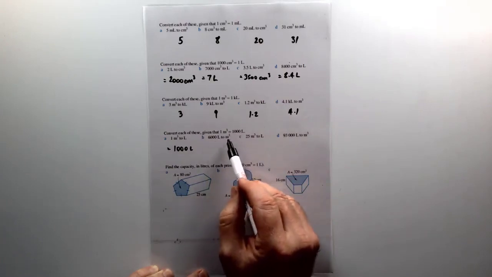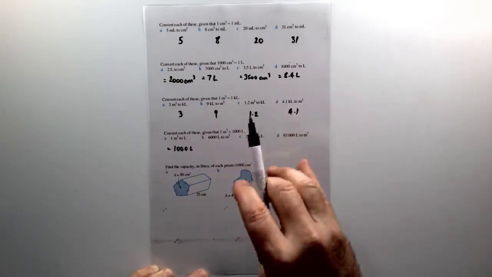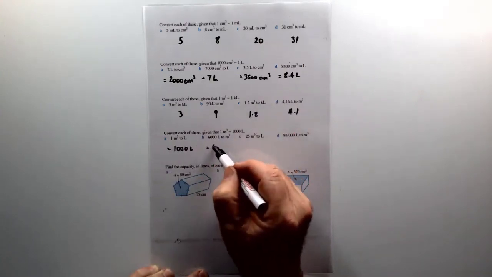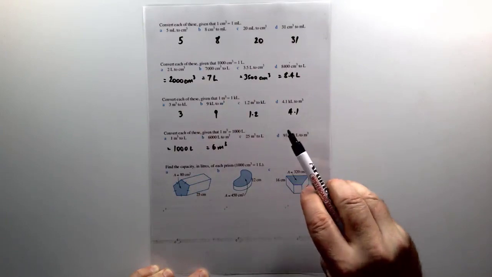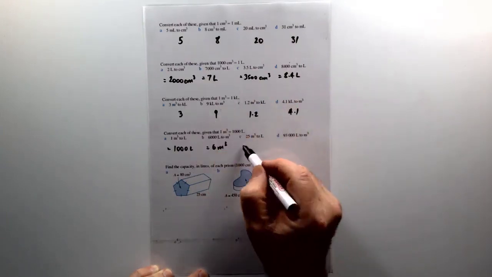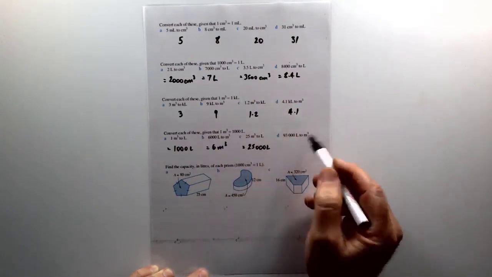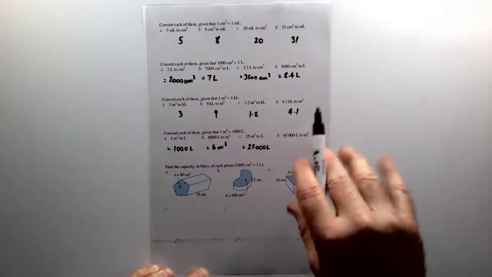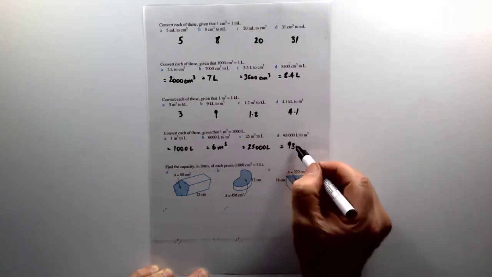Convert litres to cubic metres, again, we're going from a smaller unit to a bigger unit, so the number has to get smaller, so we divide by 1,000. Going cubic metres to litres, so the unit gets smaller, so the number has to get bigger, multiply that by 1,000. We're going litres to cubic metres, so if the unit gets bigger, number has to get smaller, so we divide by 1,000.